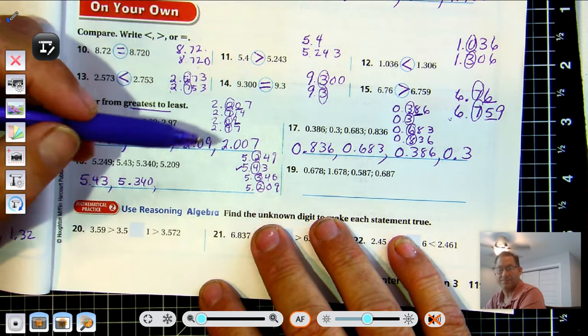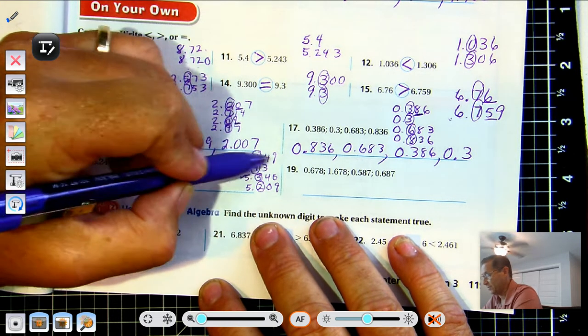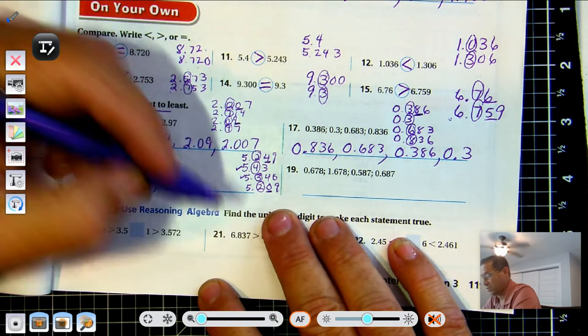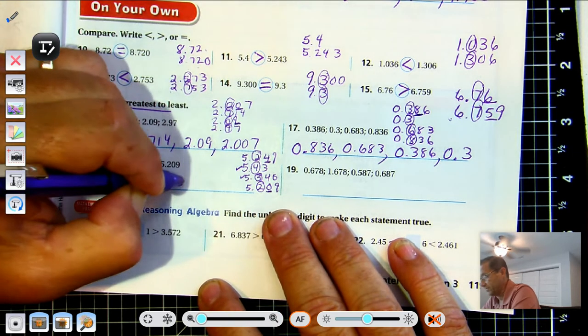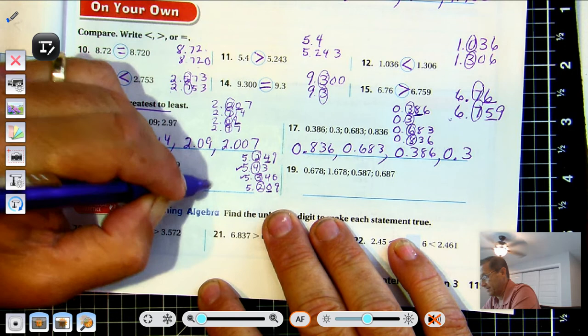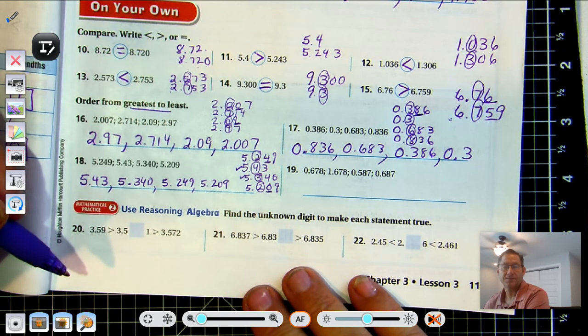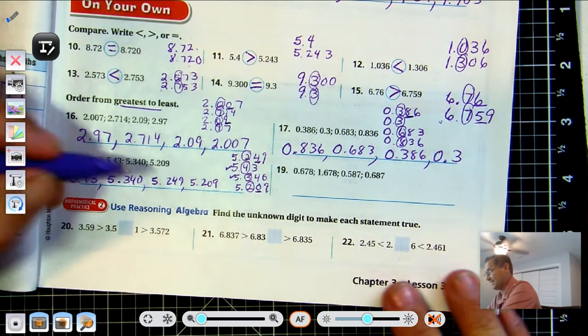2 tenths, 2 tenths. Those are going to be the same, right? So we have to go to the hundredths. 4 hundredths compared to 0 hundredths. All right, so we know that 4 hundredths is greater. And our smallest number is 5 and 209 thousandths. 19.